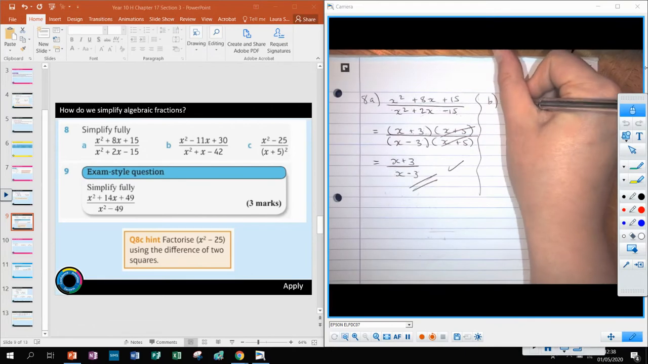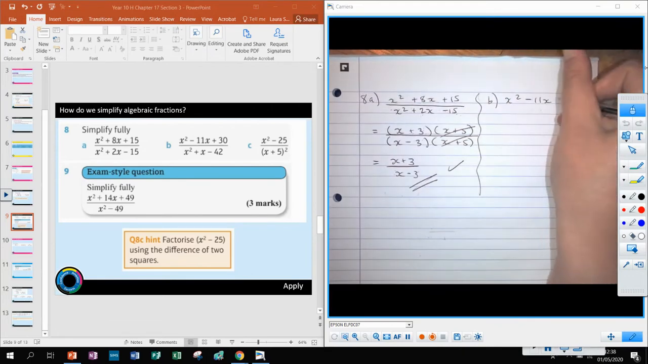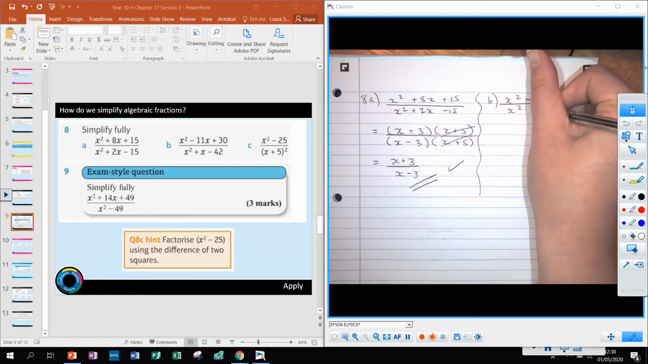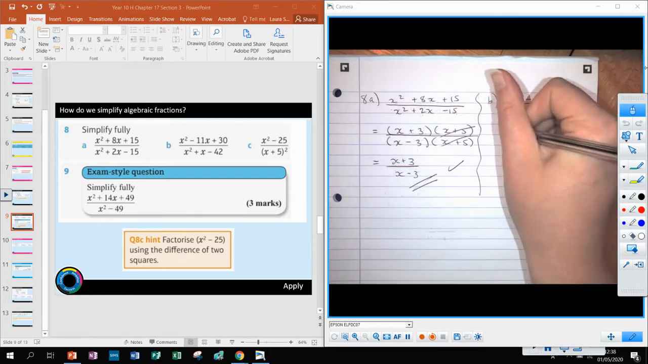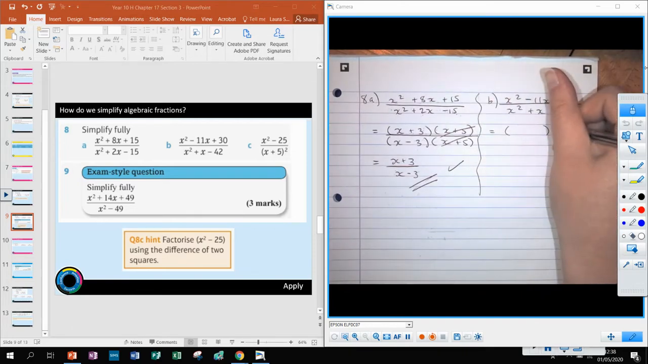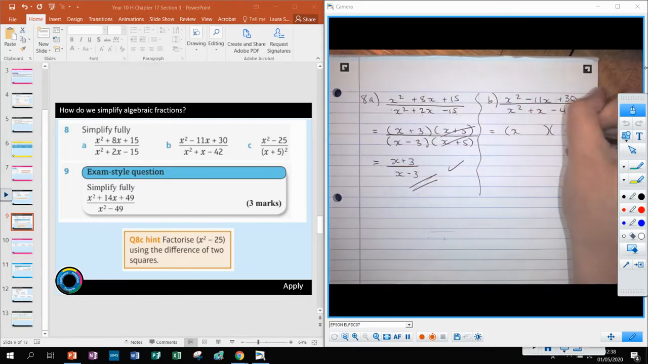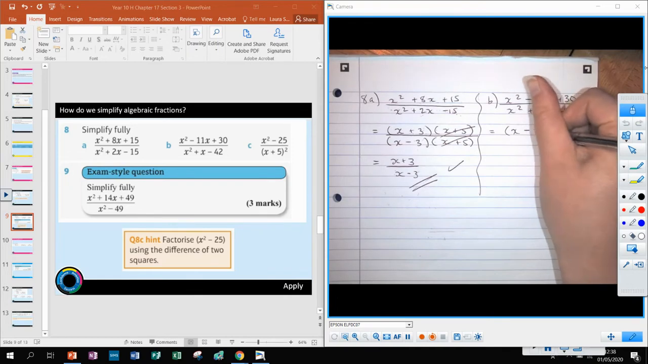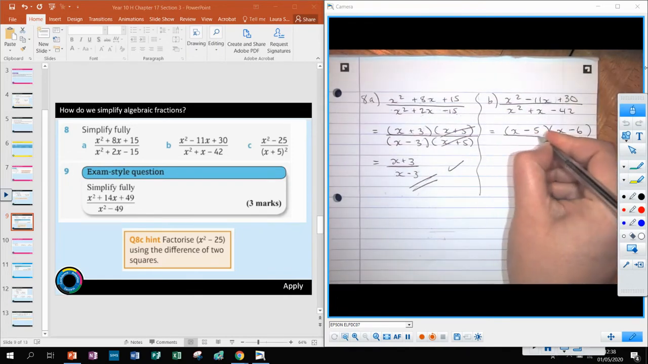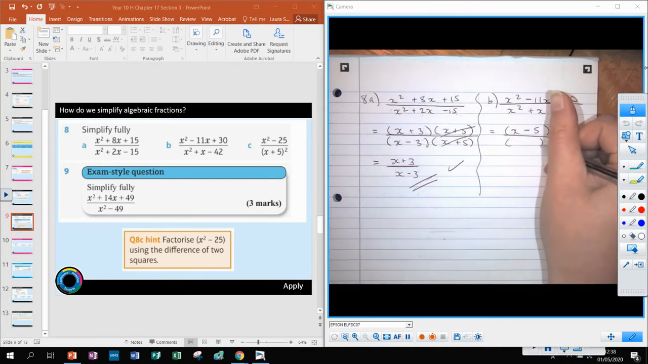Part B, we have x squared minus 11x plus 30 all over x squared plus x minus 42. So let's take a look at our numerator first. We know those are x's. I need to multiply to 30, but add to negative 11. So think about it. 5 times 6 is 30, 5 plus 6 is 11. They both have to be negative because it's negative 11. So we've got minus 5 and minus 6. Moving on to our denominator.